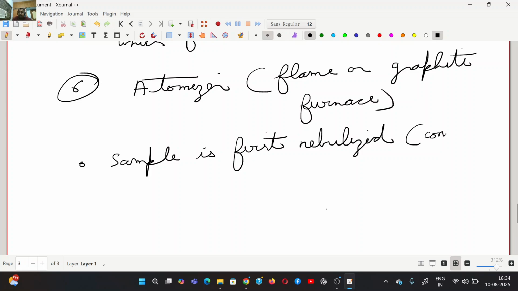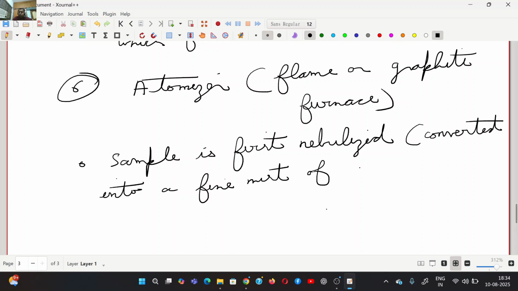So nebulized is a technical term. What it basically means is it's converted into a fine mist of tiny droplets.